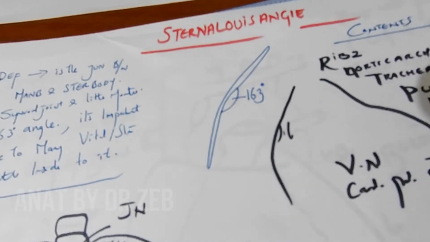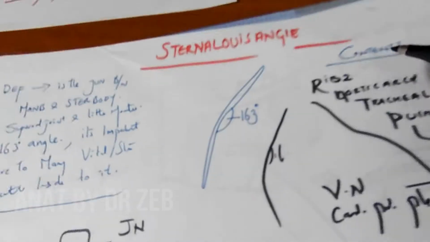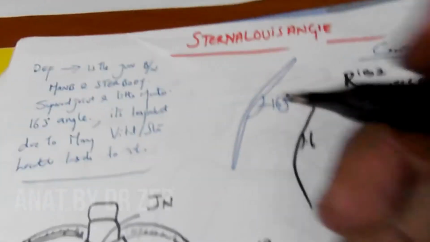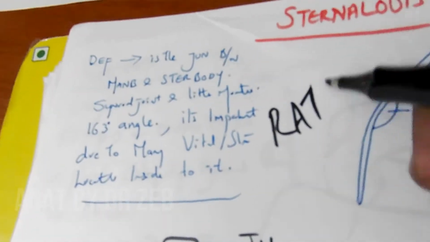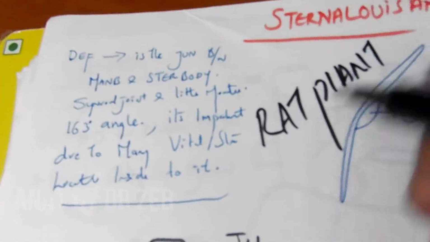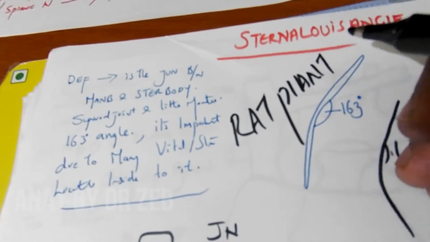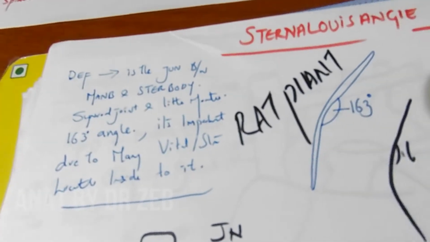And why we are studying the sternal angle is because of its contents. The contents of the sternal angle, we'll go to that immediately. It's something called a rat plant, okay? Remember these contents. In the exam for 5 marks, you need to draw the diagram and this rat plant. I'll come back to it in 2 minutes.